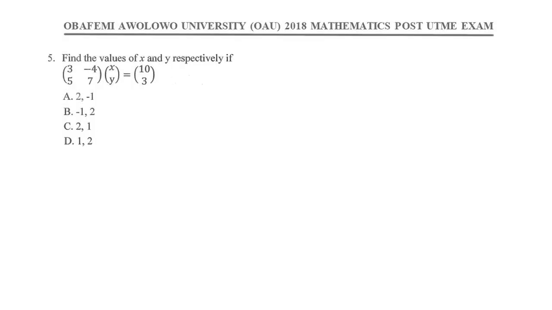In this question, we are to find the values of x and y respectively if we are given these two matrices multiplying one another to give us a third matrix. So, first and foremost, let's write out our matrix 3, minus 4, 5, and 7 multiplying the column matrix x, y, giving us a column matrix 10 and 3.